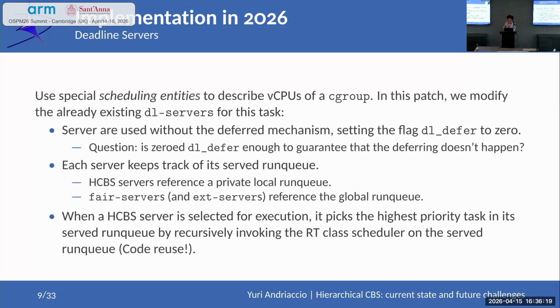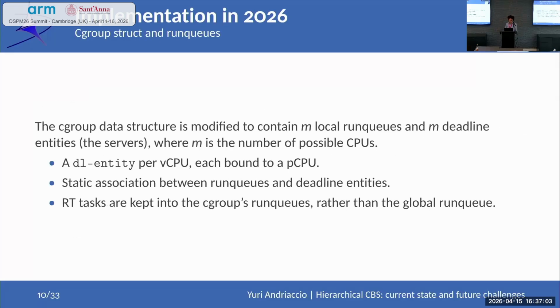And the modification does that each server keeps track of its served run queue, which is the private local run queue for HCBS, and for FAIR and SCHED_EXT servers, they reference instead the global run queue. So when the pick task is invoked, it invokes the global run queue. And basically, when the HCBS is selected for execution, it picks the highest priority task in its local run queue by simply invoking the RT class scheduler on it, with a small modification, because you of course have to account for a few differences.